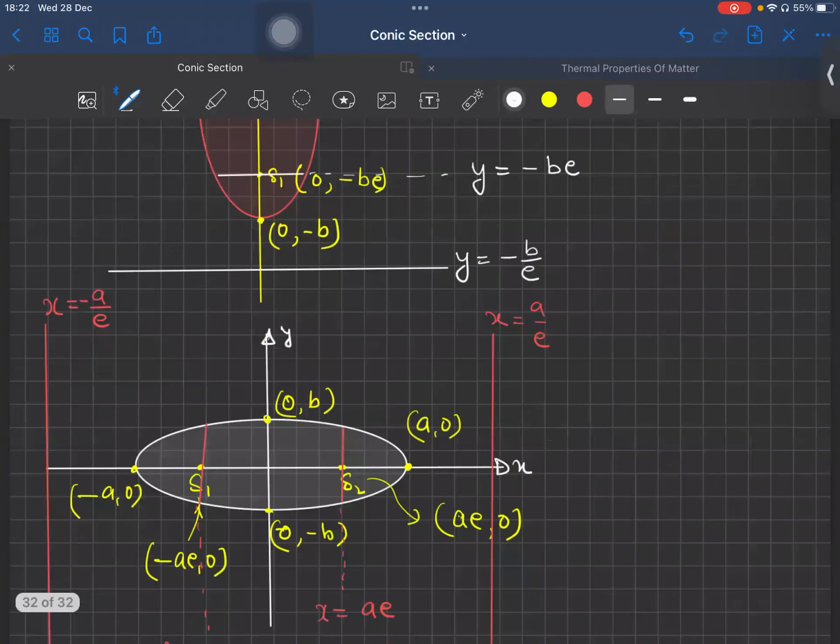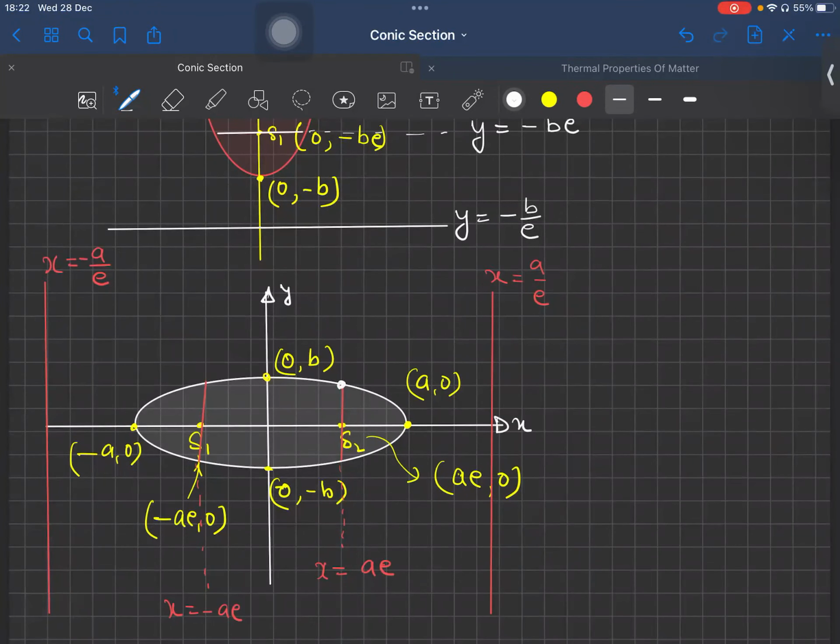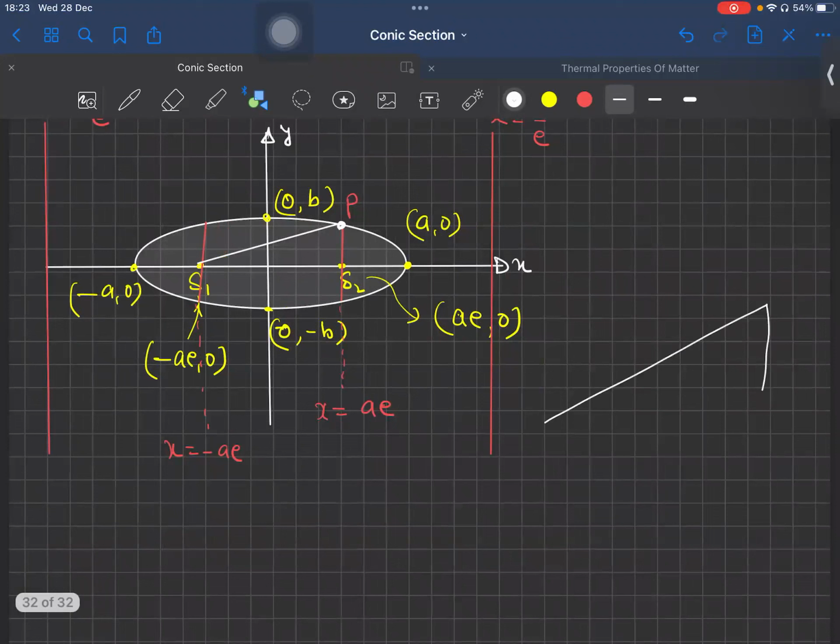Now, how do you find the endpoints of the latus rectum? This point, how will you find it? What you can do here, you can connect this point S, let's say this is some point P, and this is S. So connect S1 to P. Now you are getting a triangle. From here, let's see the triangle. This is a right angled triangle we are getting.